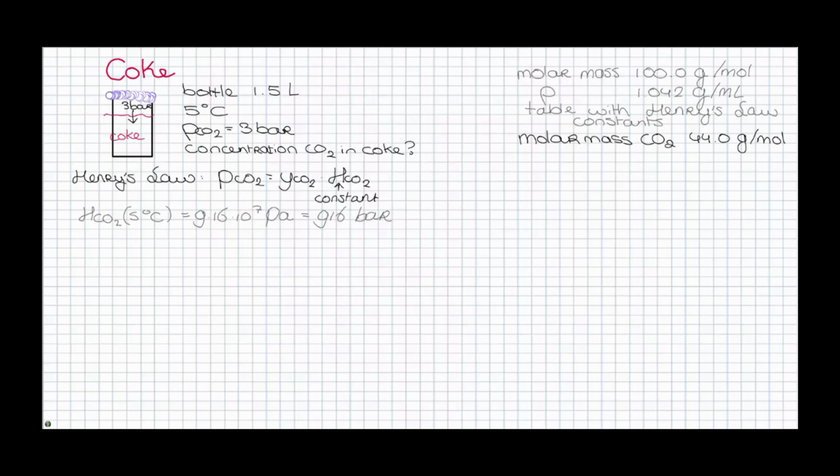For the second question, the bottle is opened, so the pressure immediately decreases to 1 atmosphere, which is the pressure in the normal air. 1 atmosphere is about 1 bar. Also, the temperature increases to 25 degrees Celsius because the bottle is taken out of the fridge into the kitchen, of which the environmental temperature is 25 degrees Celsius.